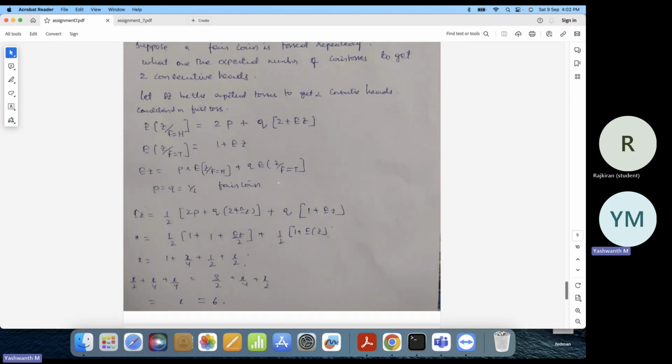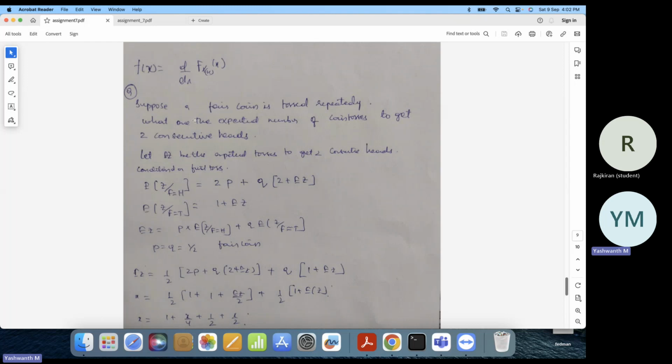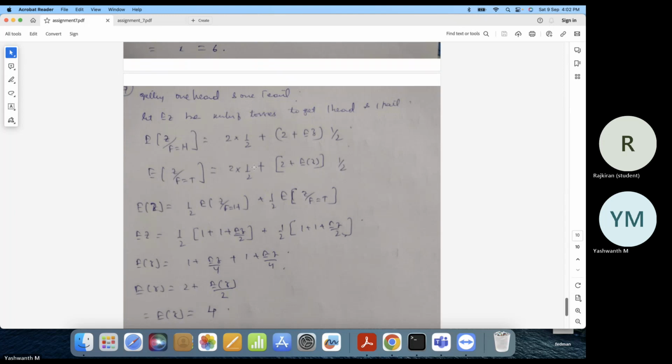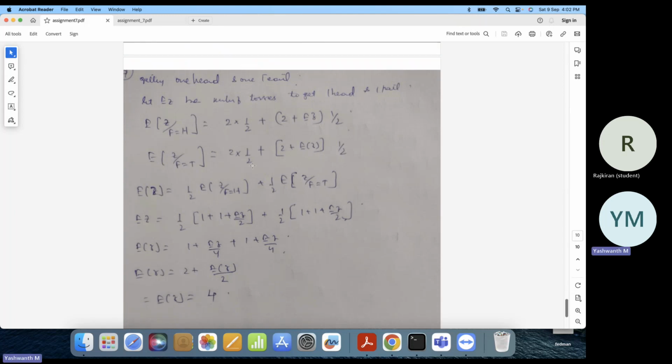What we have done here is we wanted to get two consecutive heads. Now I want to get one head and one tail. I'll stop the game if I get one head and one tail, irrespective of the order. That means I'll stop if I get tail and head, or head and tail. I'll stop if I get T, T, T, H, because I have seen T and H. Order is not a problem. I want just head and tail, that's it.